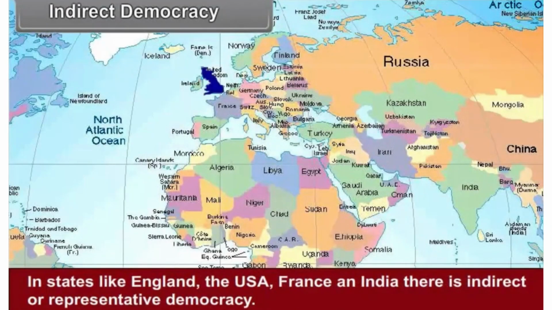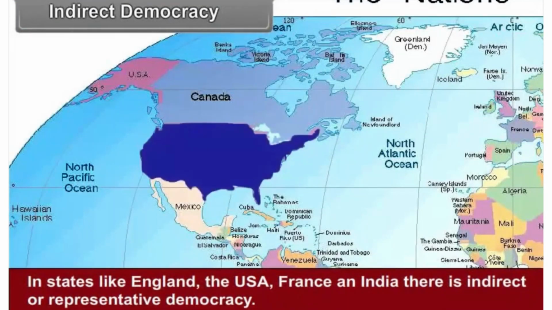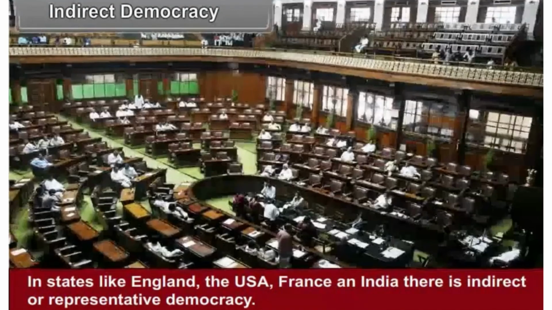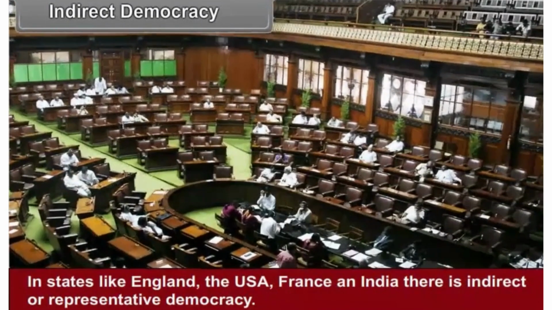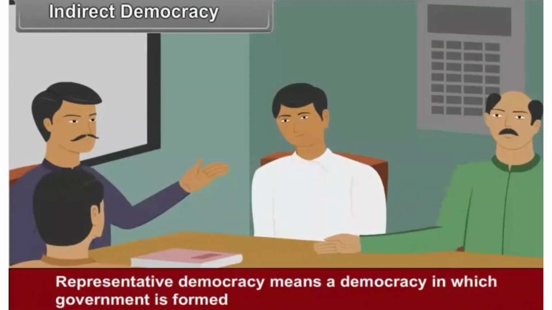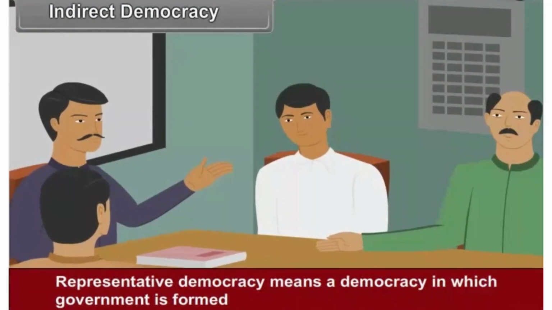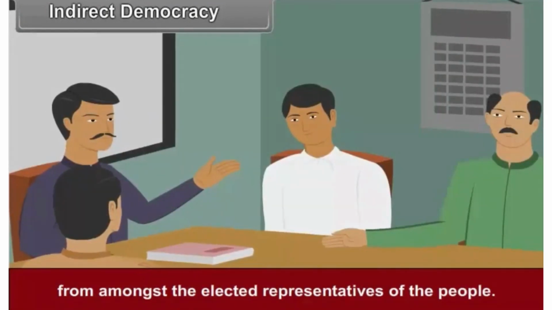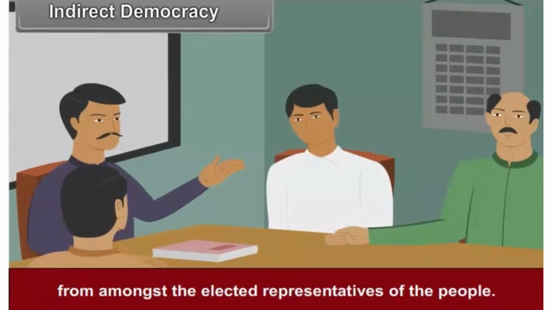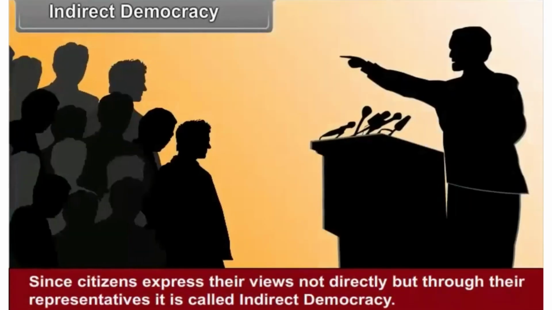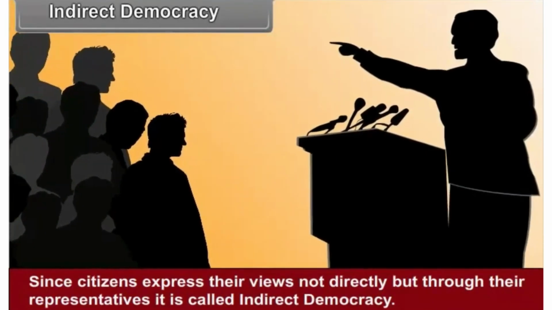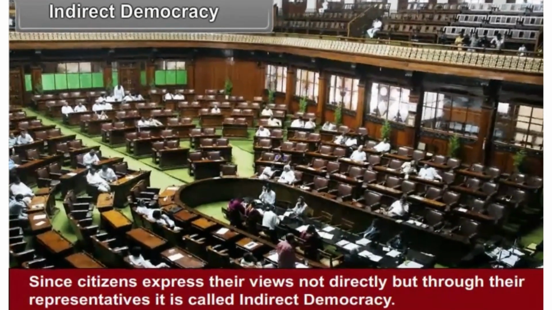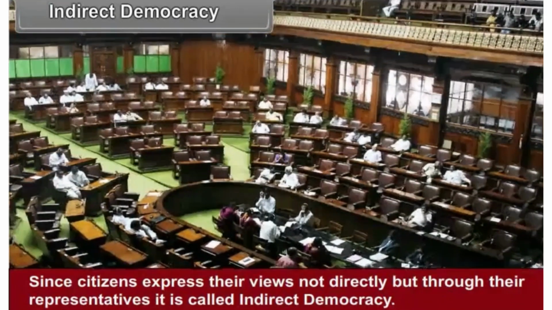In states like England, the USA, France, and India, there is indirect or representative democracy. Representative democracy means a democracy in which government is formed from amongst the elected representatives of the people. Since citizens express their views not directly but through their representatives, it is called indirect democracy.